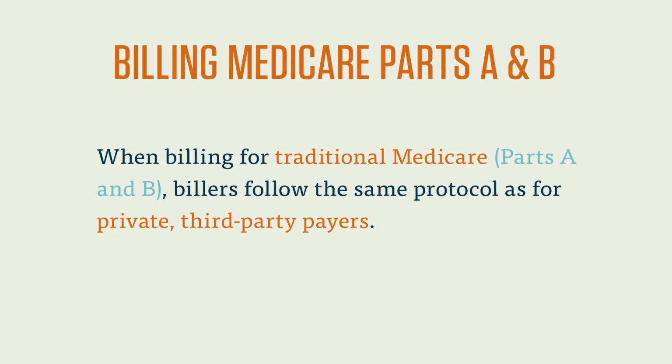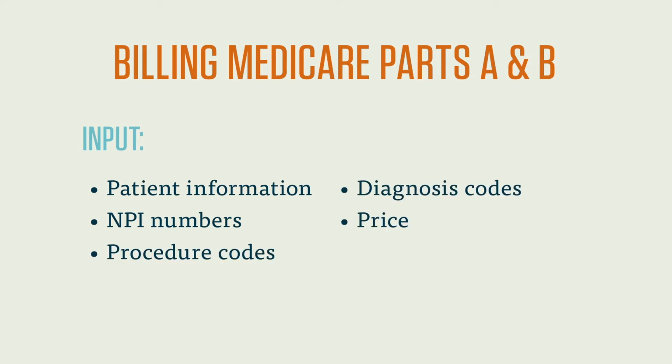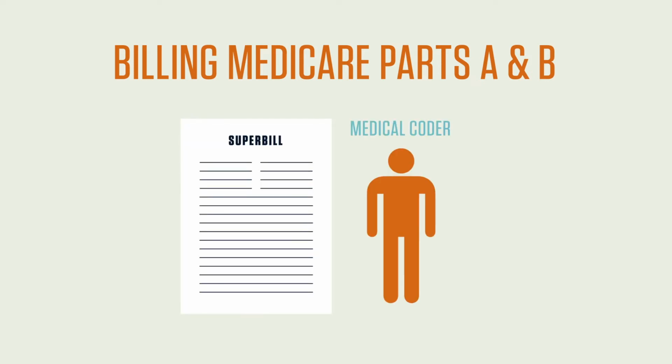When billing for traditional Medicare, Parts A and B, billers will follow the same protocol as for private third-party payers and input patient information, NPI numbers, procedure codes, diagnosis codes, price, and place of service codes. We can get almost all of this information from the super bill, which comes from the medical coder.